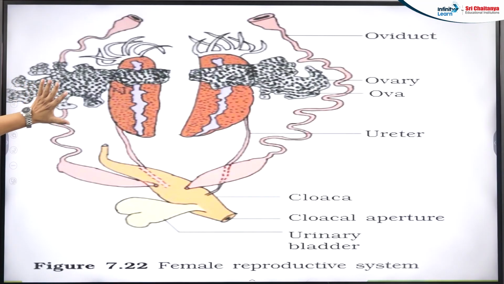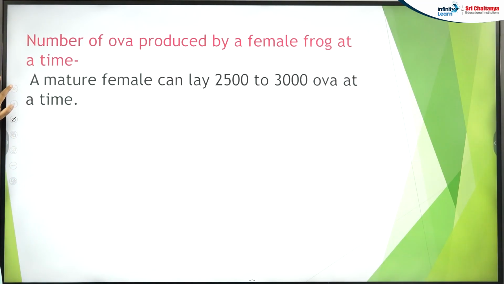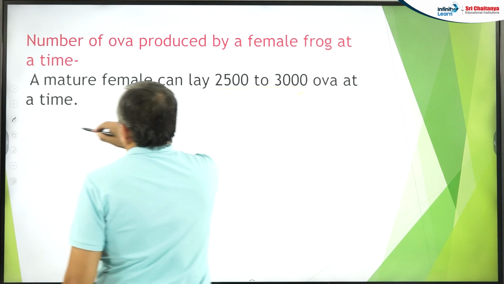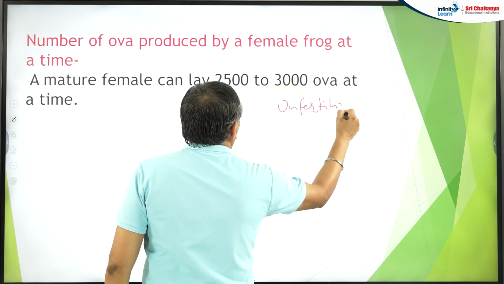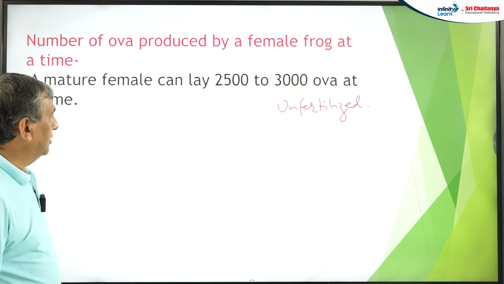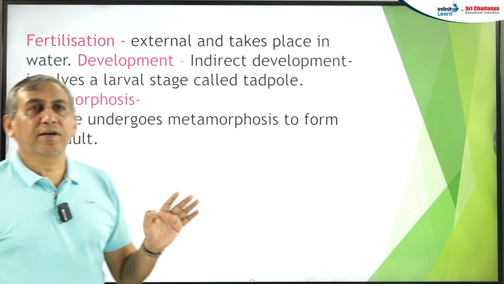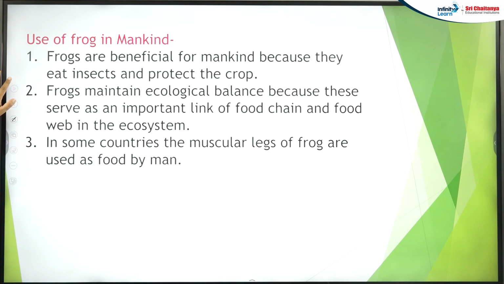In female frog, there is no functional connection. Ureter is separate, oviduct is separate. That's why I said the number of openings is more. How many eggs are laid by a female frog at a time? 2500 to 3000, and they are unfertilized eggs. Why did I say unfertilized? Because in frog the fertilization is external, takes place in water. So, the eggs are unfertilized. Development is indirect, a larva stage is there. Metamorphosis is the process in which the frog tadpole converts into the adult. So, this is one point that you have to remember related with this.